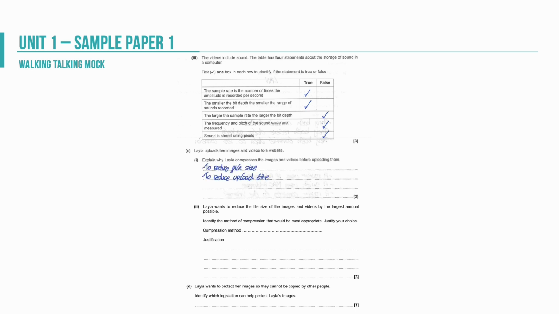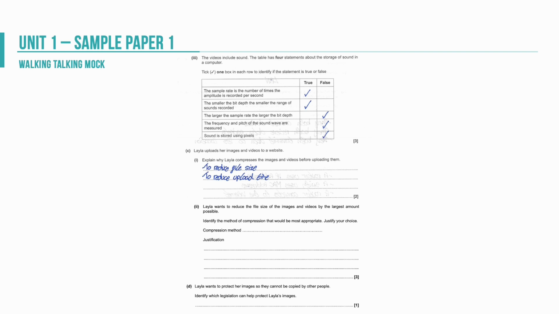Well, we want to reduce the file size, and that means we reduce the upload time. If we're uploading a mammoth file onto OneDrive or something like that, it's going to take ages and ages to upload. Layla wants to reduce the file size of the videos and images by the largest amount possible. Now that's the big hint in this question. Identify the method of compression that would be most appropriate, justifying your choice.